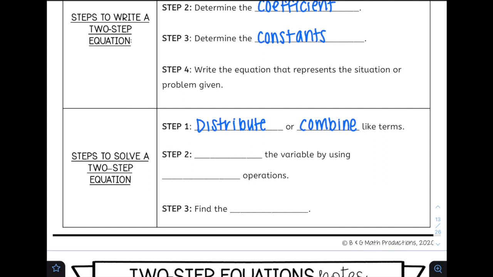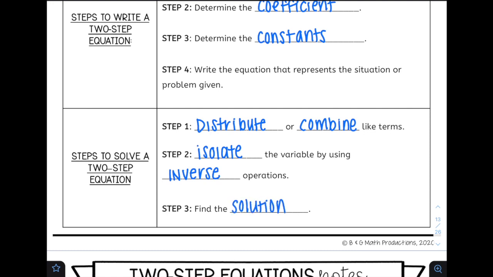Once you get all of your like terms combined and you simplify, you want to make sure that you're isolating the variable. So you're going to isolate, get it by itself by using inverse operations. So opposite operations. So if you're adding, you're going to subtract. If there's a variable and a coefficient that's being multiplied, you're going to divide. And then you're going to make sure you find the value for the answer or find the solution.